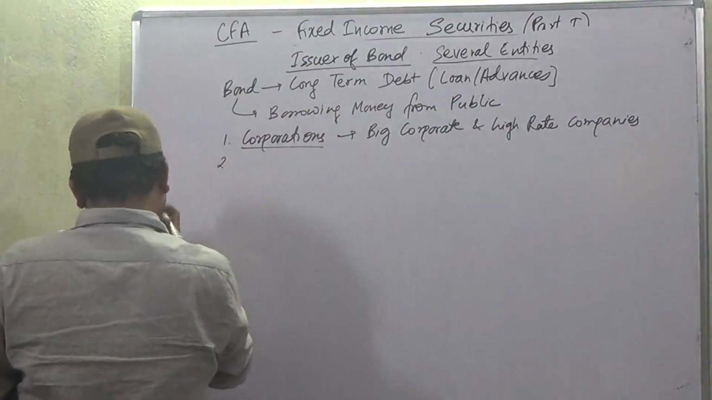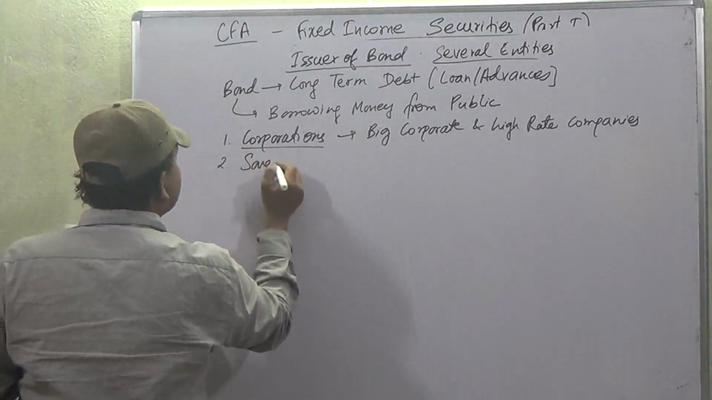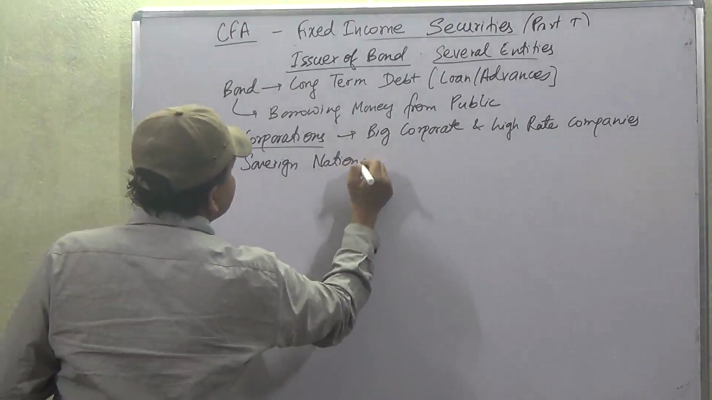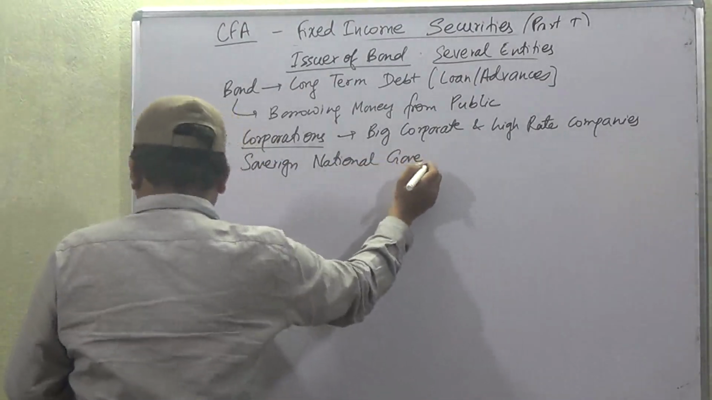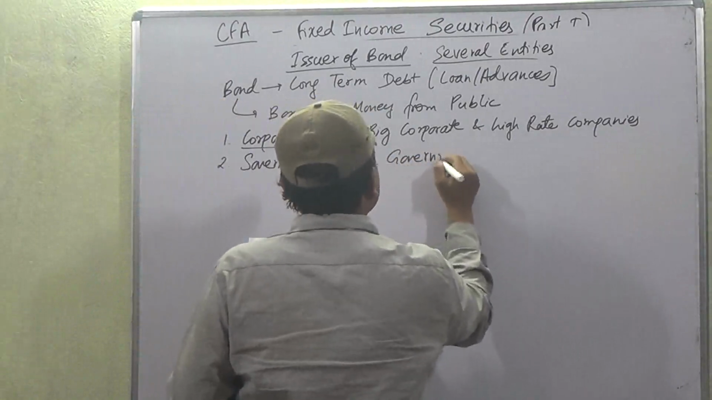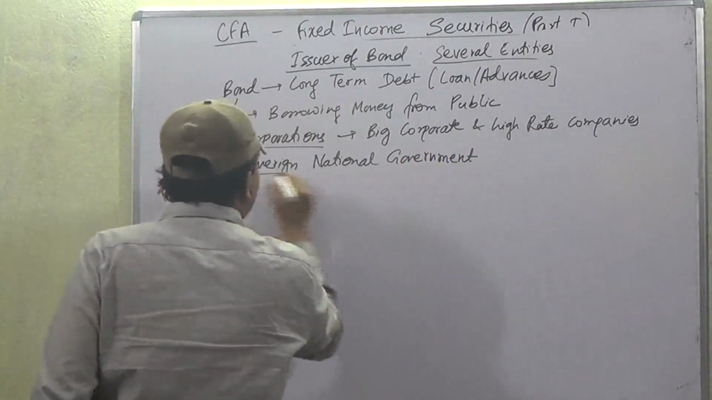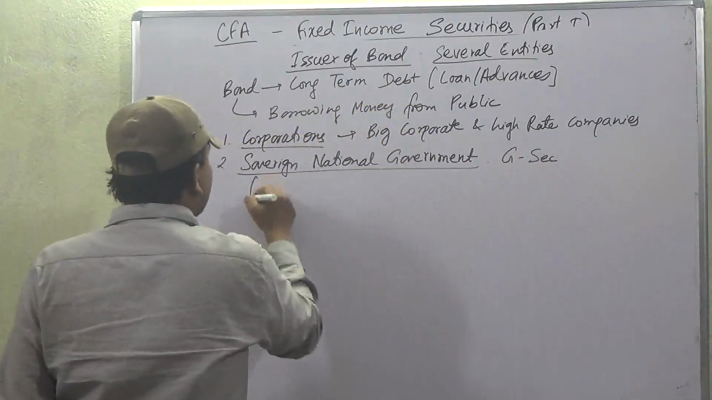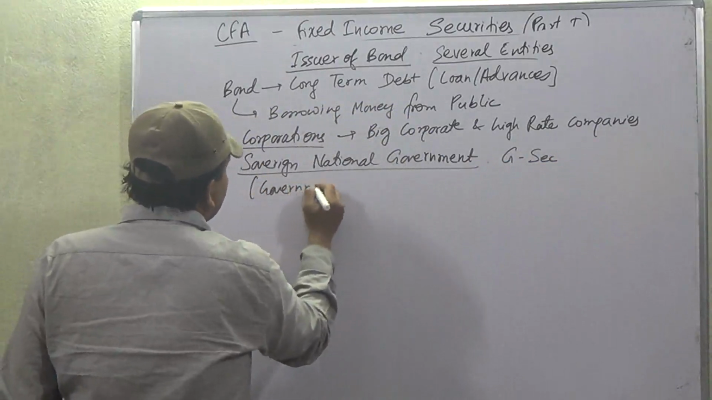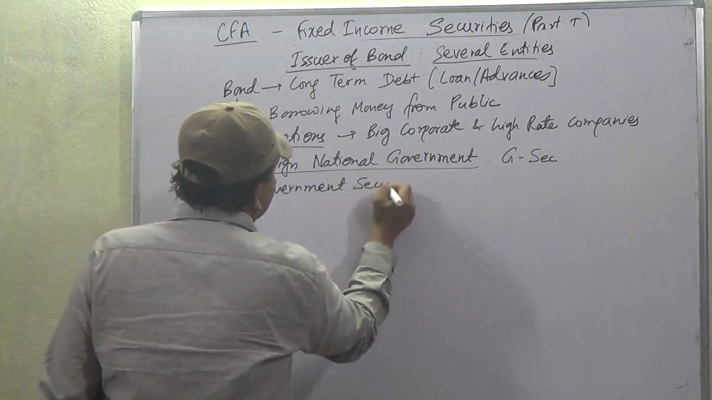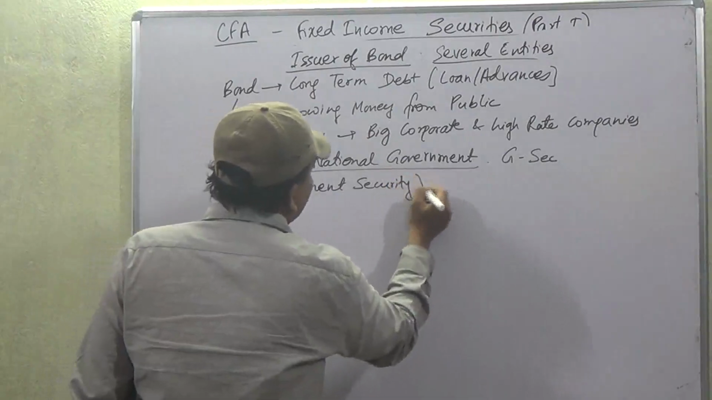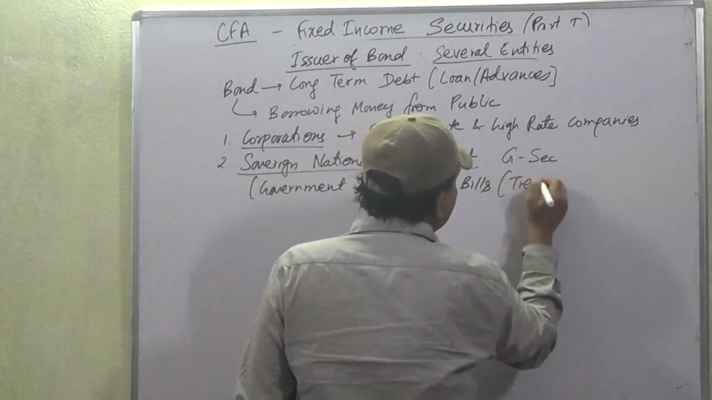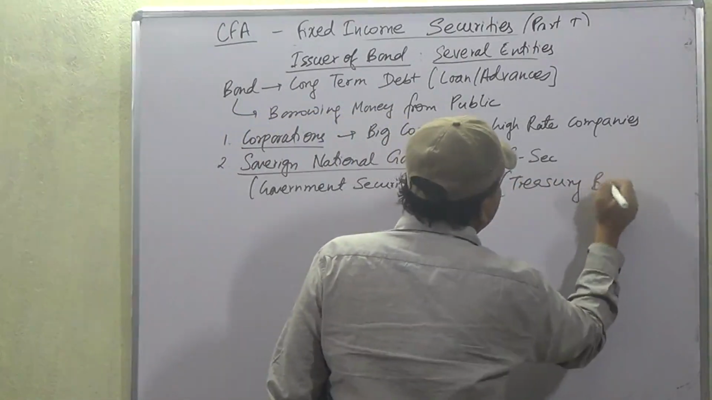First one. Second one is the sovereign, the national government. So basically they issue government securities, that is G-Sec, or if you want the full form, government security, or you could say T-bills, treasury bills.